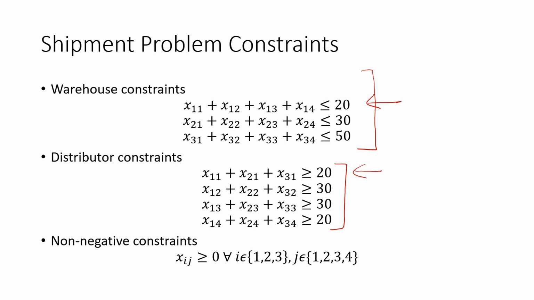So my first distributor needs 20. Where do they come from? They come from each of the 3 warehouses. The amount shipped from warehouse 1, the amount shipped from warehouse 2, and the amount shipped from warehouse 3 has to add up to at least 20. So that gives me my next 4 constraints. So in total, I get the 7 constraints for the distributors and for the warehouse limits.